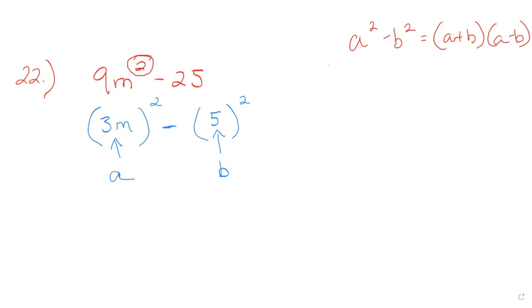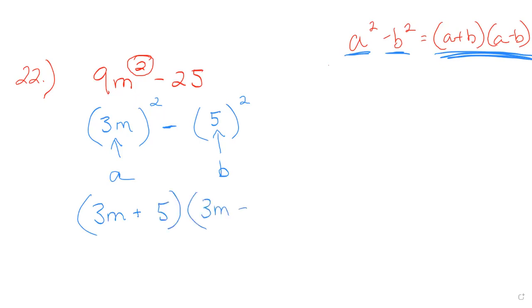So once you figure out what it is you're squaring, once you figure out your a and your b, you just plug it into this statement. So I have a plus b, so a was 3m plus b, 5. Then I've got a minus b, so I've got 3m minus 5. So this is a difference of two squares. Guys, a difference of two squares will always factor out this way. All right, cool.